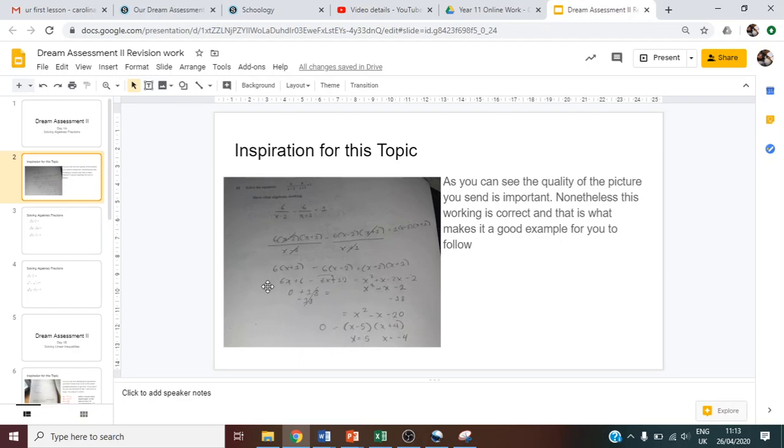Her next step was to do some expanding. She multiplied this through, so she did 6 times x and 6 times 1, gave her 6x plus 6, minus. Now this is the confusing bit here because the minus affects both terms. So she did minus 6 times x, gave us minus 6x, and she did minus 6 times minus 2, gave positive 12. So it was really well done.